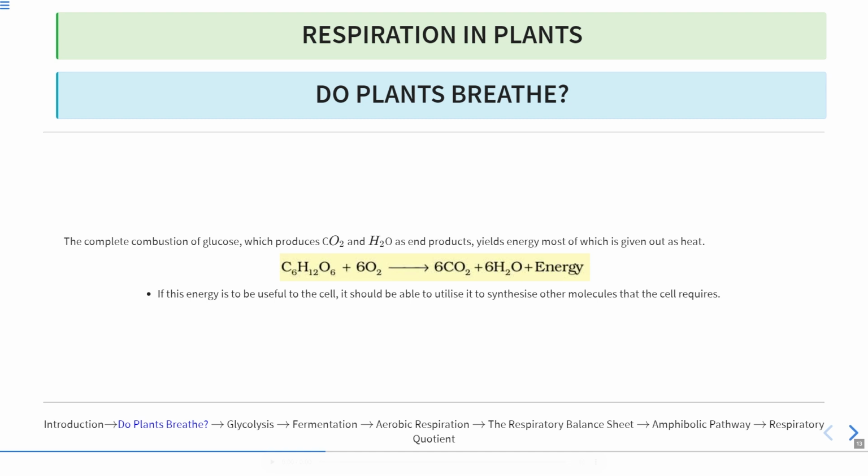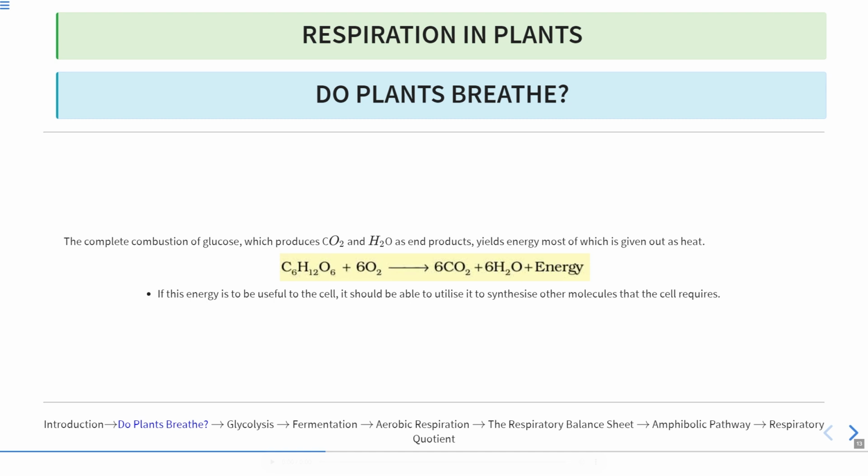These are required for the process of respiration. Okay, these are the reactants, carbohydrate and oxygen. And what are the products? Carbon dioxide, water, and energy. Now, this energy which has been released is used to synthesize ATP molecules. For the energy to be useful to the cell, it should be able to be utilized to synthesize other molecules that the cell requires, right?